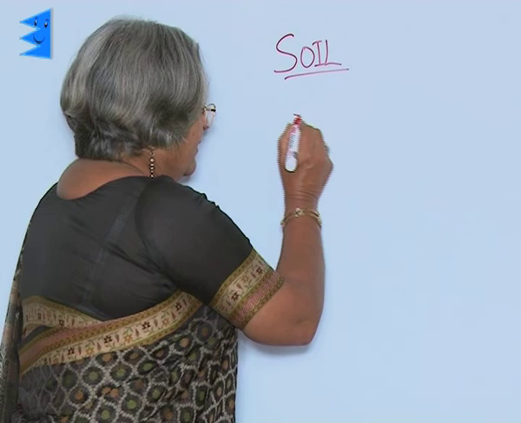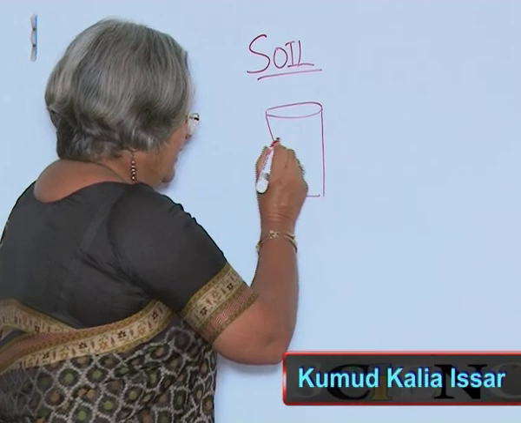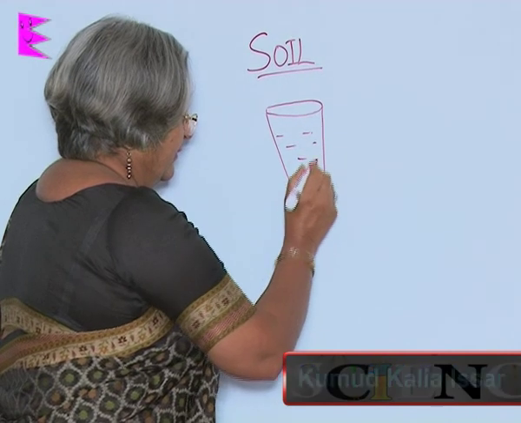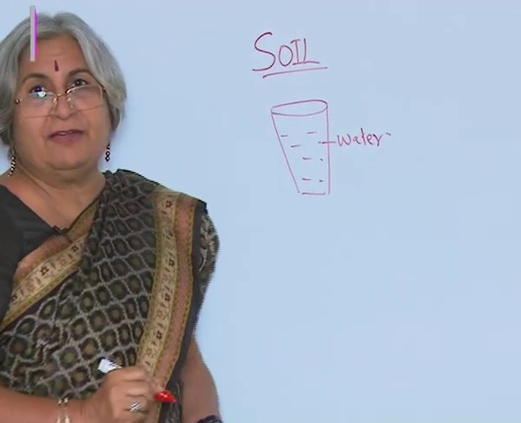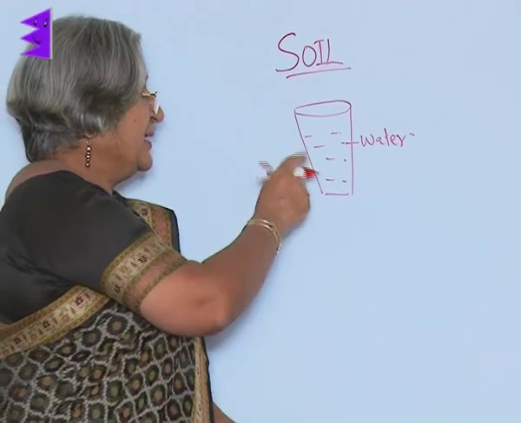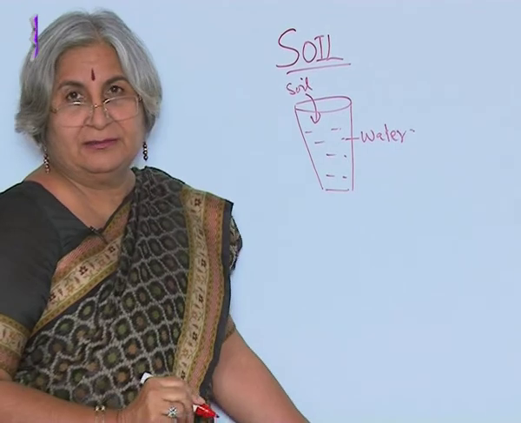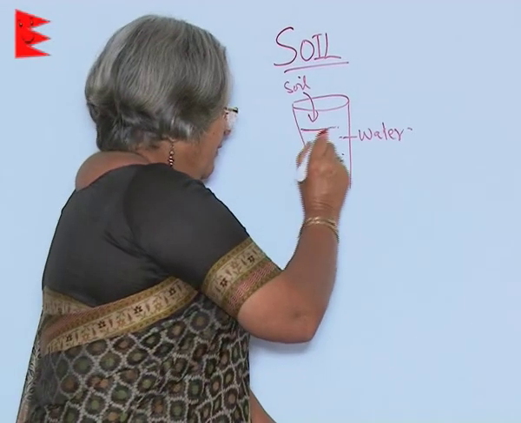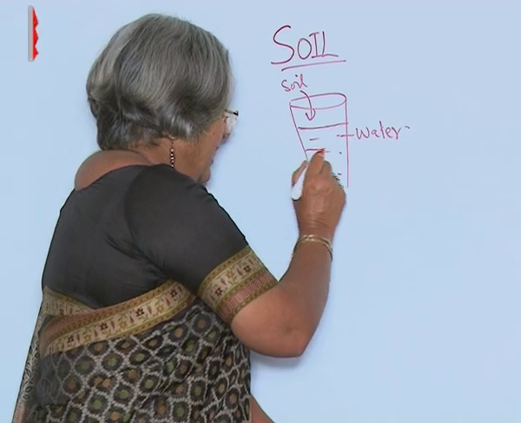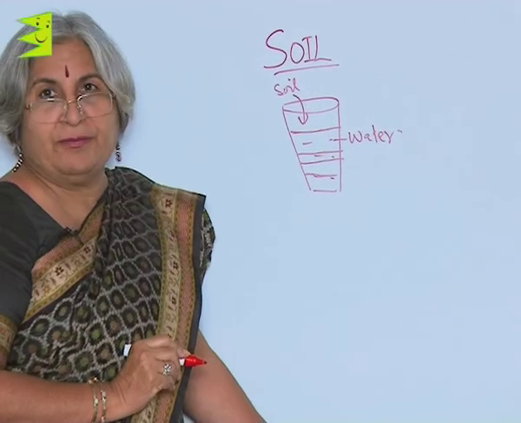Take a tumbler, you can even take a beaker, fill it 3/4 with water. Now take a handful of soil and mix it in water. Stir it well and then just let it be. You will find that there are different layers of soil that have been formed.